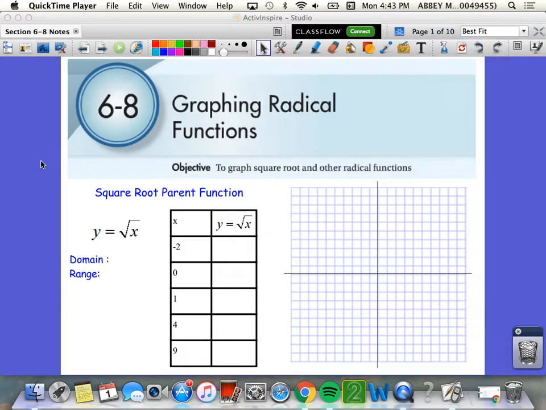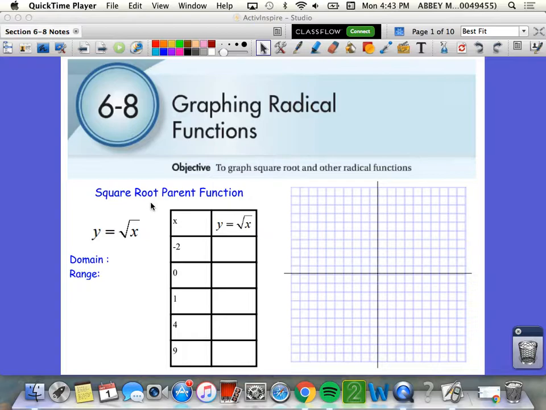Hey guys, we're going to do 6.8 graphing radical functions, and we're specifically going to talk about graphing a square root and a cube root function. So I'm first going to start out with square root, and you'll notice here when I'm graphing the square root parent function, I'm not using my typical -2, -1, 0, 1, and 2, and you're going to see why I do that here in just a second. So we're just going to start off talking about the square root parent function.